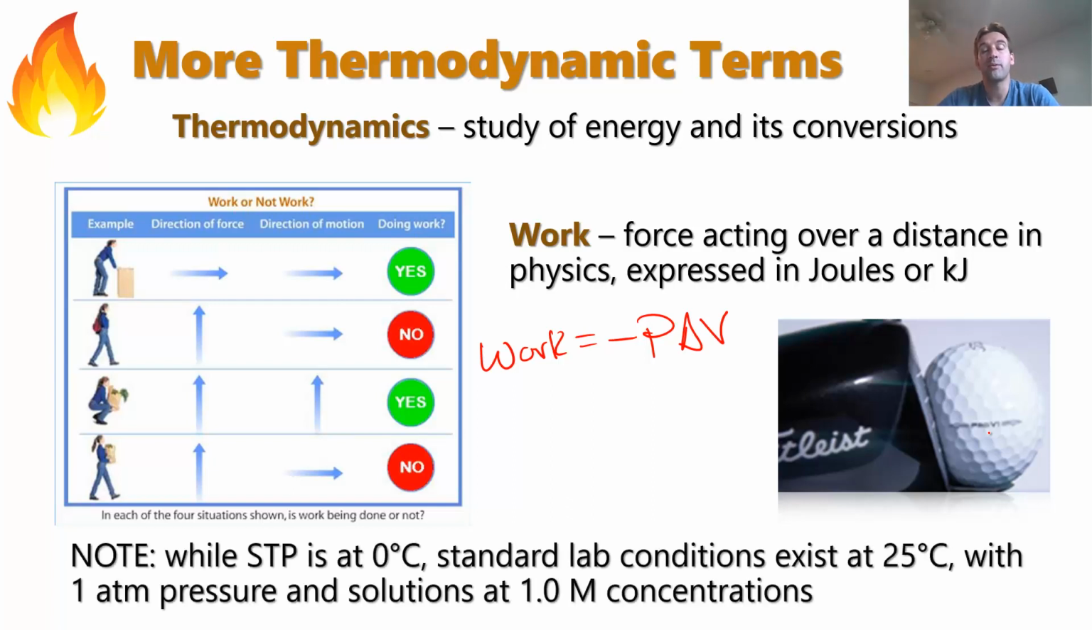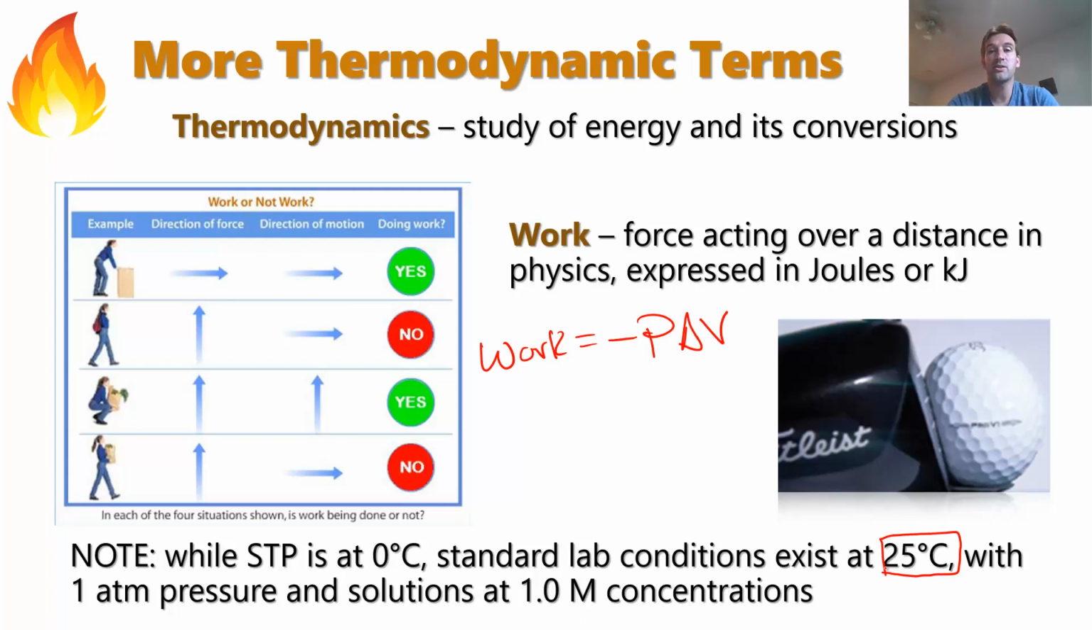One thing to keep in mind whenever we're dealing with thermodynamics, though, is this idea also. We've talked about standard conditions before. And when we discuss STP, standard conditions of temperature and pressure, that occurs at 0 Celsius. However, standard lab conditions, we don't work in freezing conditions. 0 degrees Celsius is where water freezes. So we change our standard lab conditions to be at 25 Celsius. And when we're dealing with gases, we want to maintain that they have a constant 1 atmosphere of pressure, and any solutions we use would have a 1 molar concentration.